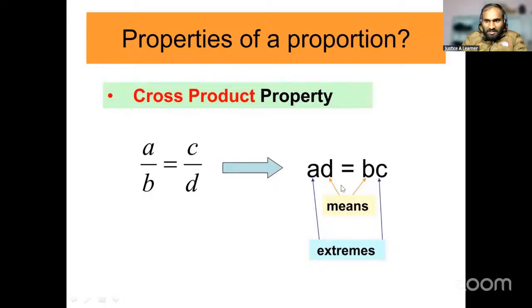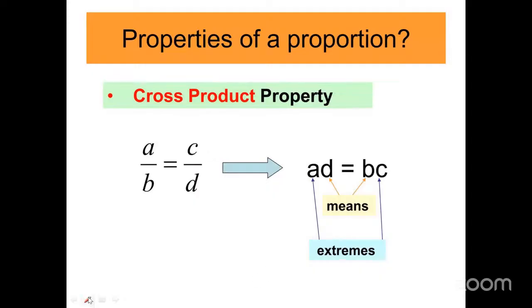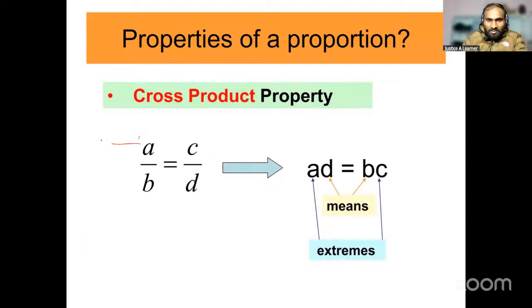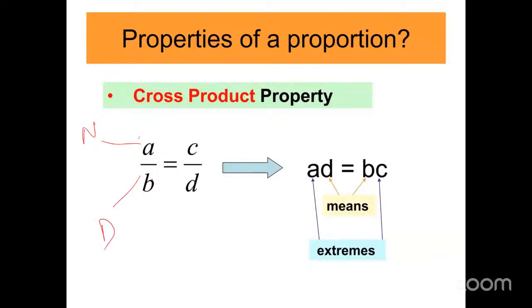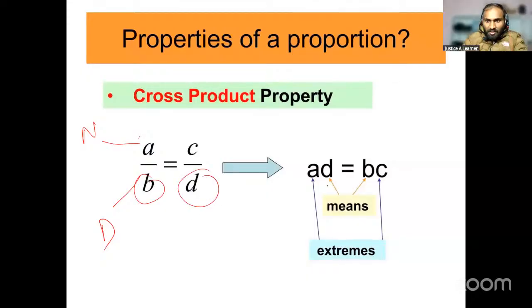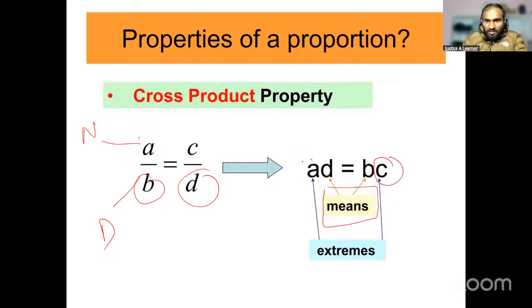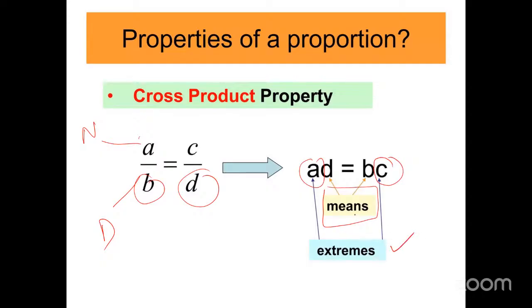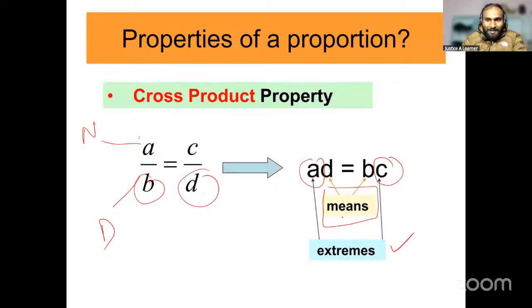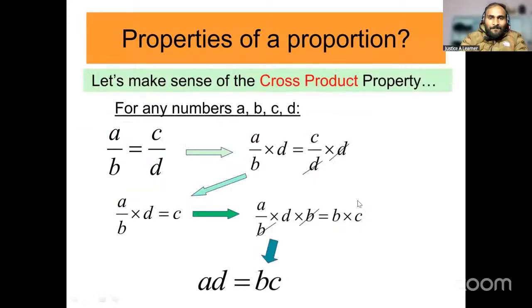And now let's understand there are two different names. Which part is numerator and which is denominator, do you know that? This is the numerator and this is the denominator. This denominator part is called the means, and the numerator part is called the extremes, right? That's just the name.